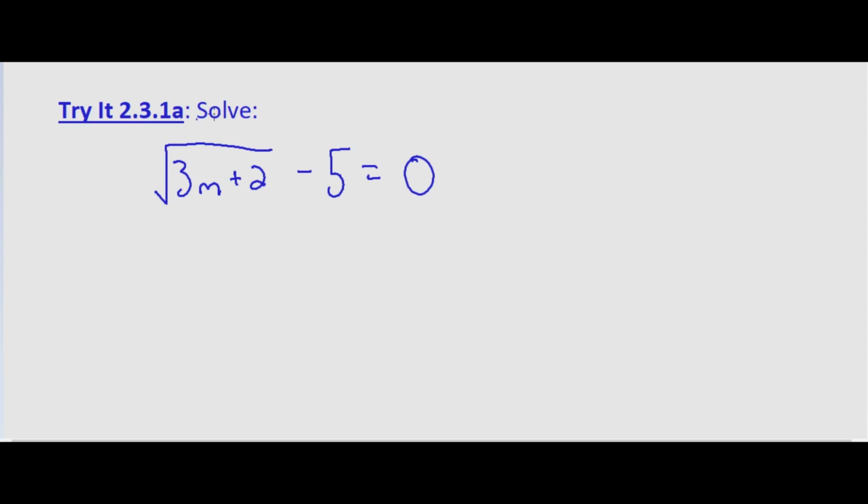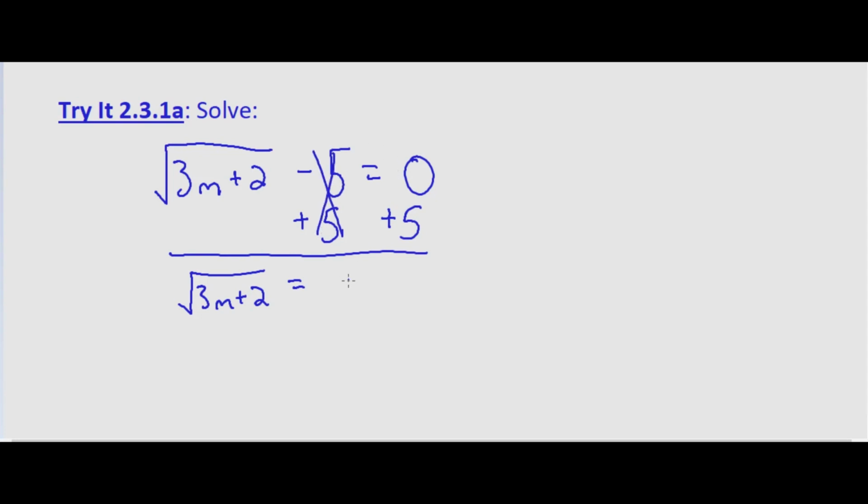So with this problem, we're given the square root of 3m plus 2 minus 5 equals 0. So our first step would be to just add 5 to both sides. So then we've isolated the radical on the left-hand side. The square root of 3m plus 2 equals, the 5's cancel, and 0 plus 5 equals 5. So now is when we would square both sides to get rid of that radical.